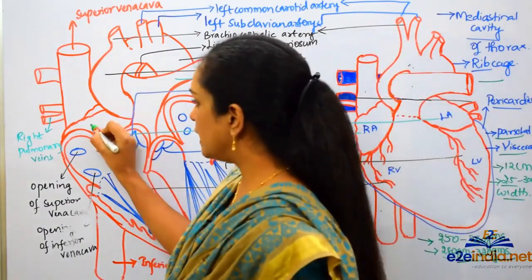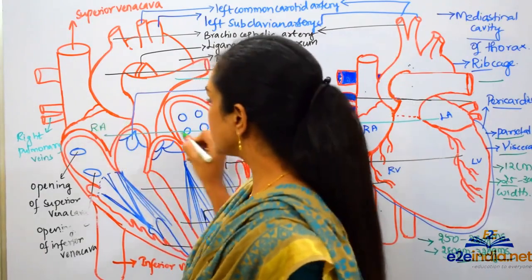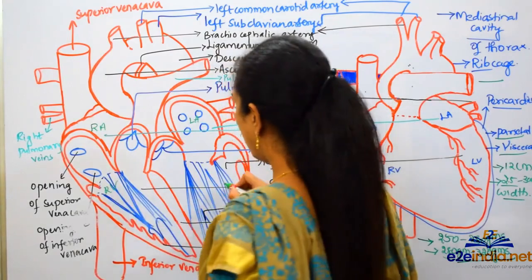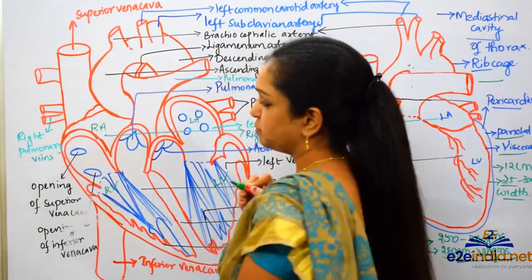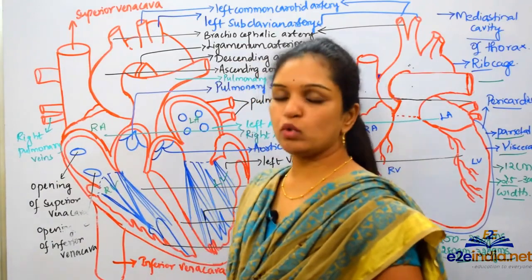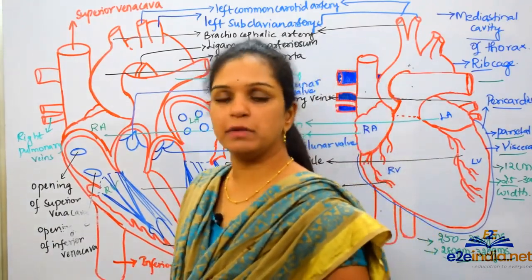The four chambers are called the right atrium, the left atrium, the right ventricle, and the left ventricle. So what is the function of these four chambers? What is the necessity of having four chambers?